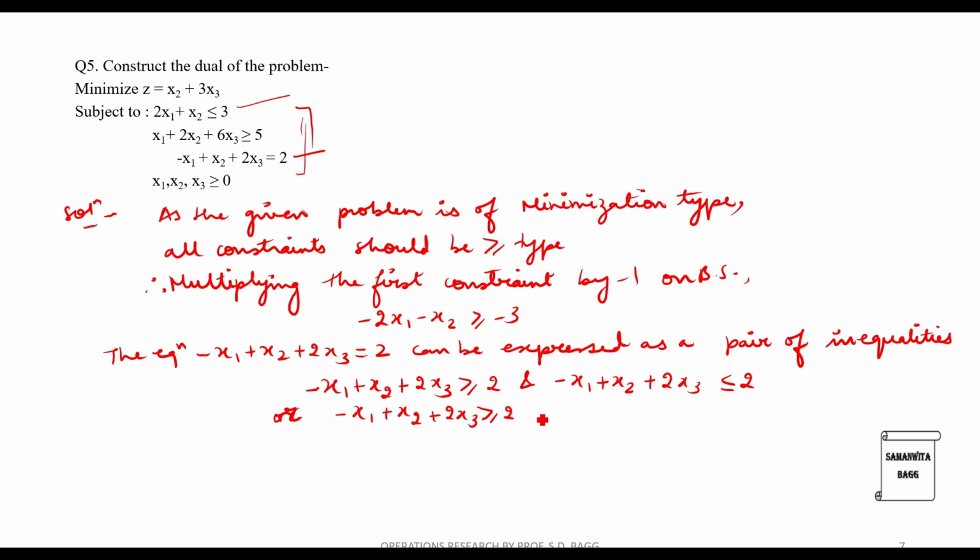The first one will remain as it is. The second one has to be multiplied on both sides by -1. So this is x1 - x2 - 2x3 ≥ -2. So these are the two inequalities. Now I'll write the problem.